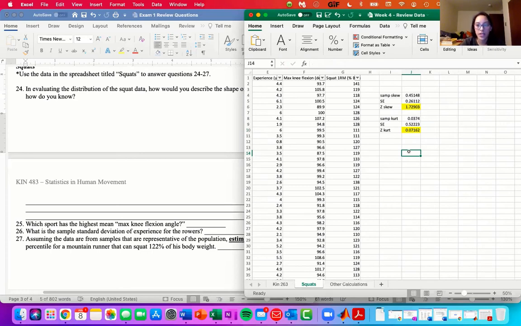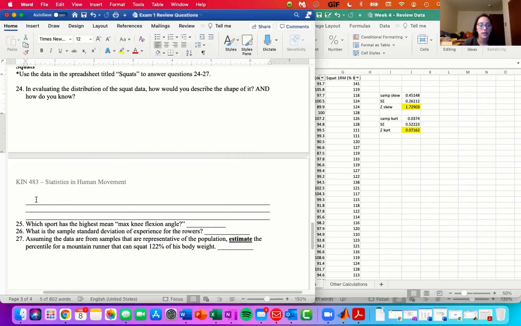What do you guys think the shape of the distribution is? Normal. Why? They're both between plus and minus 2. Okay. So again, we're trying to see where our sample lies, or what the shape looks like in terms of a normal distribution, which is the population.